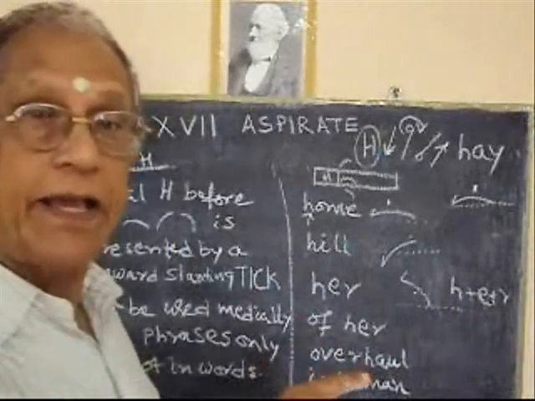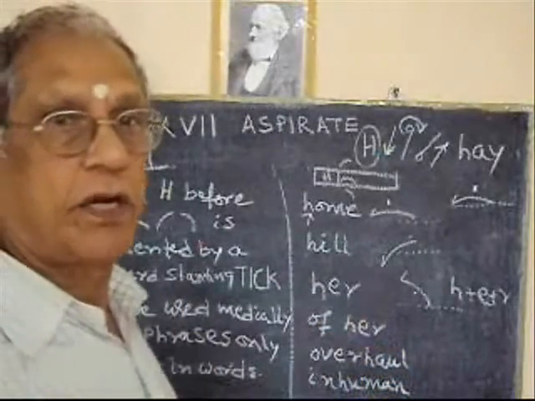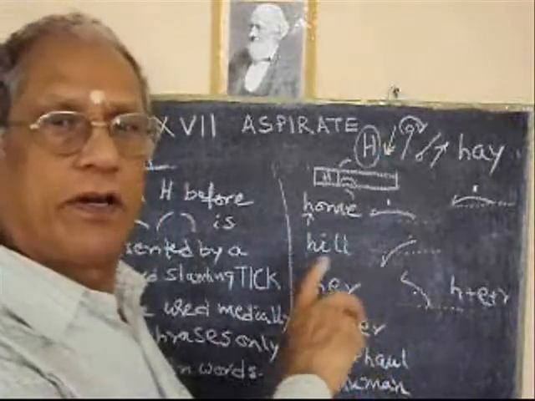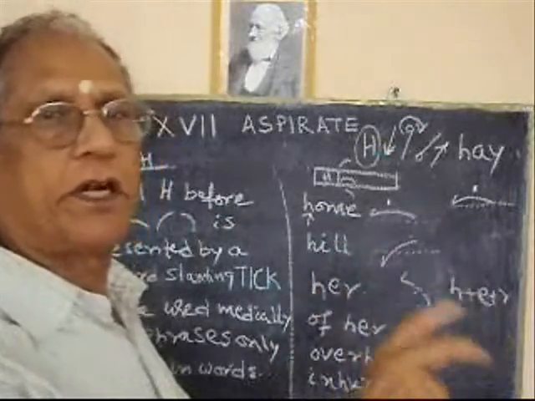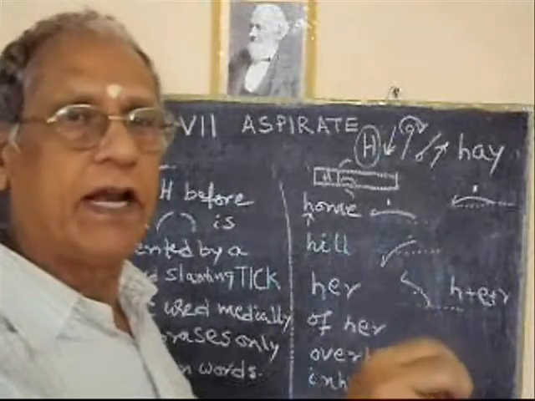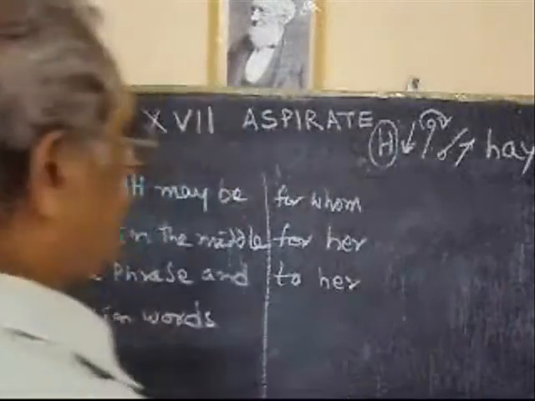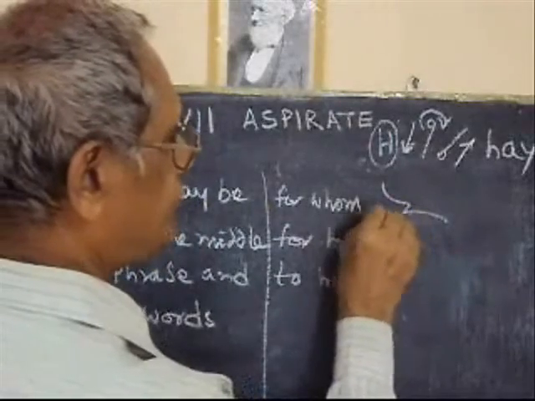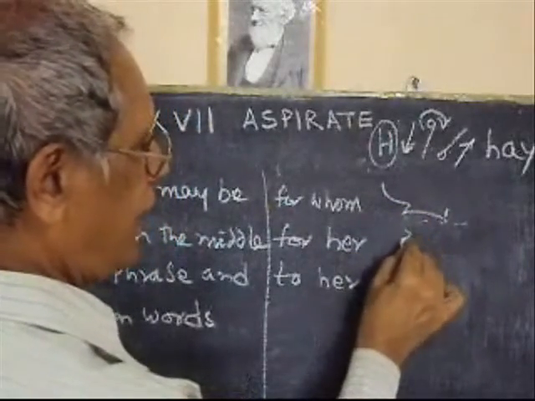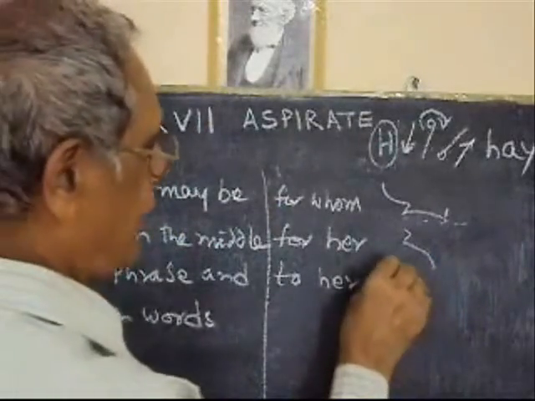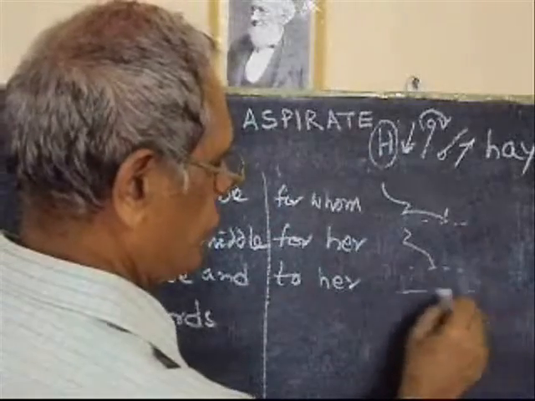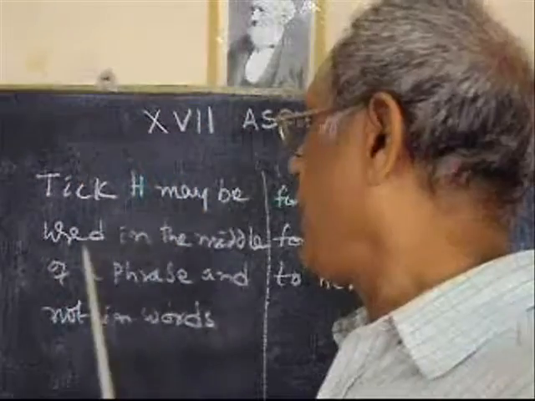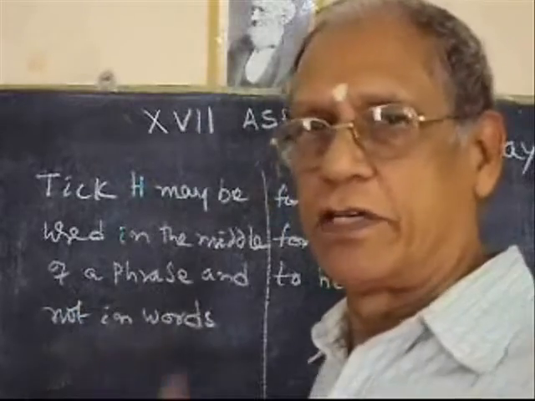This tick hay can be used merely in a phrase, but not in words. In words, only before M, L, R, initial hay is represented by the tick. Tick hay may be used merely in phrases but not in words. For whom? You can join for whom. Of her. You can join of her. Then to her. So, tick hay may be used in the middle of a phrase, not in words.